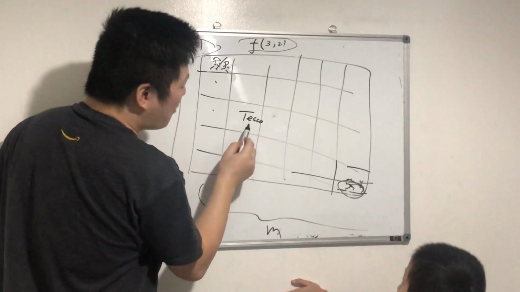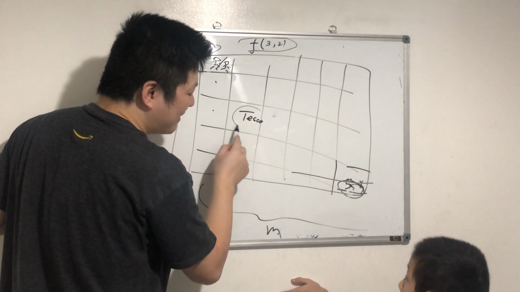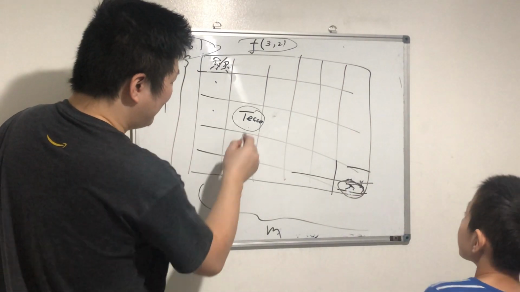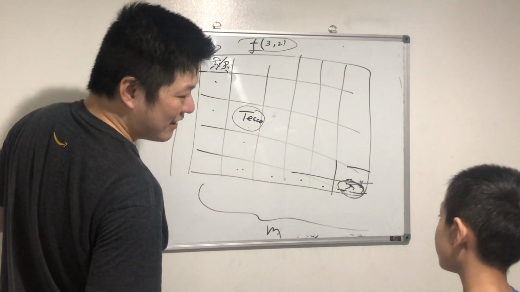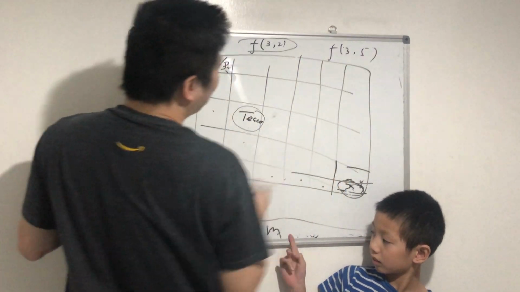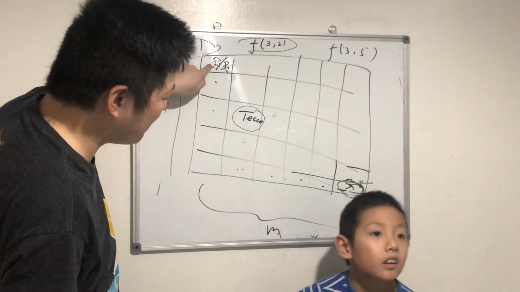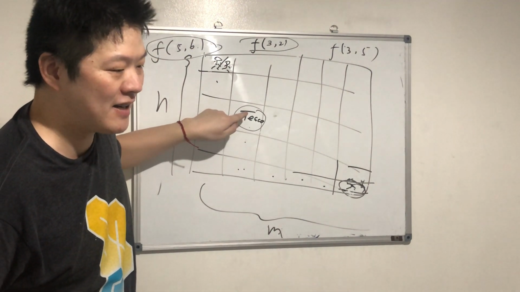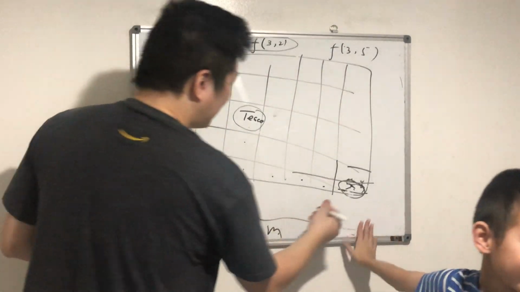And then what's next? How many ways of calculating from Tesco to this place? 1, 2, 3, and then 1, 2, 3, 4, 5. So the ways from Tesco is F(3, 5). Now this problem can be divided into 2. In order to go to this target, you need to go to the Tesco first, and then from the Tesco, go to home.